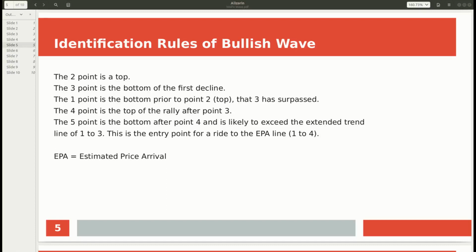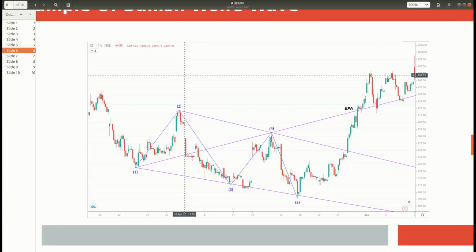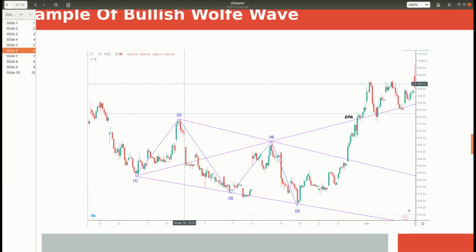Let's see and understand the Wolfe Wave on a real chart. Here we have the chart of LT, time frame 1 hour. The price range has formed a downtrend channel. Point 1 is the swing low. Point 2 is a swing high. Point 3 is the swing low making a new lower low. Point 4 is a swing high and lower high, and point 5 is the new low formed.